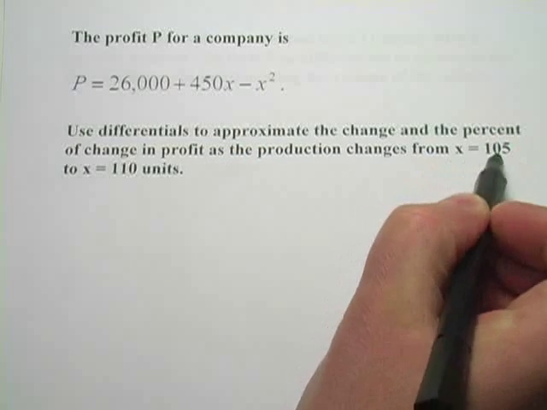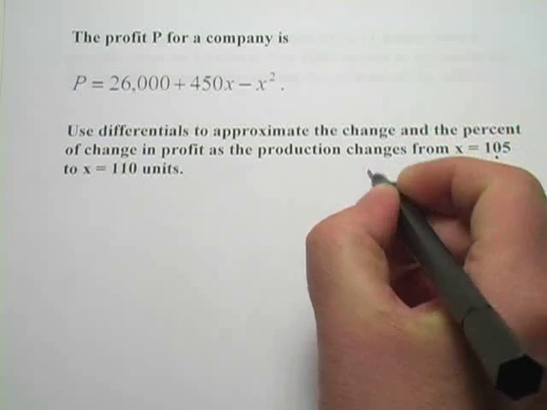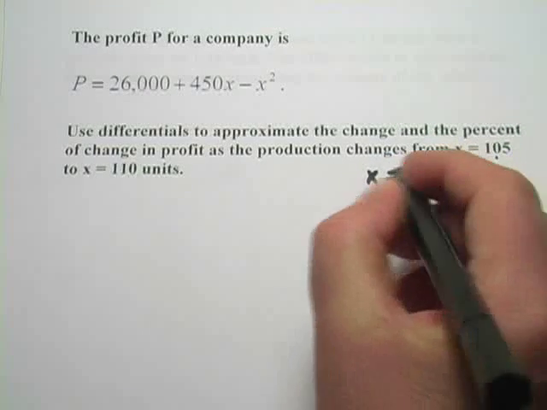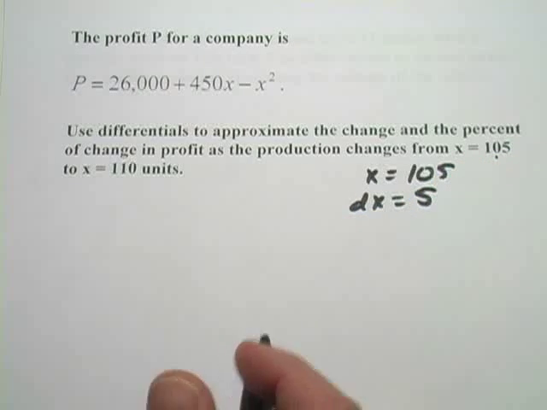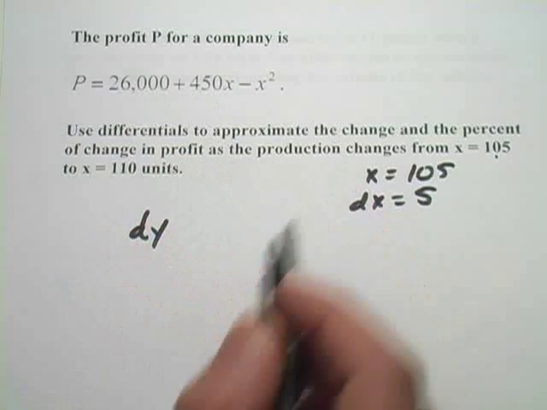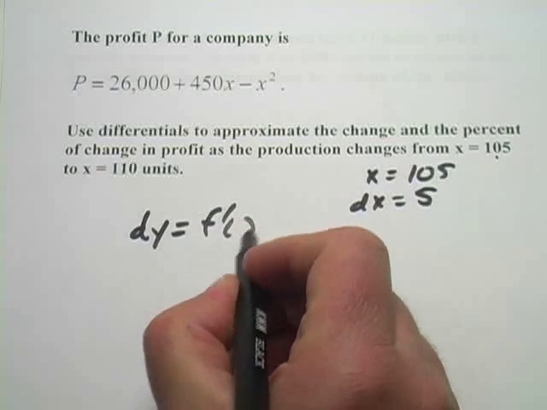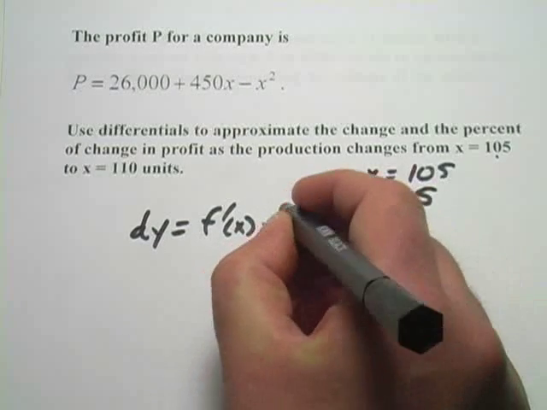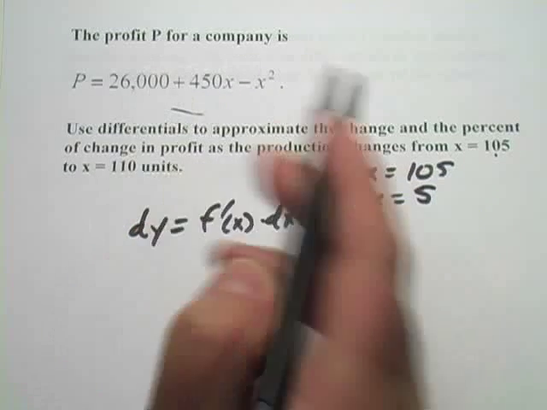The change from 105 to 110 represents the dx. So if x starts out as 105, our change in x, or our dx here, we're going to call 5. And to find dy, which is the change in the profit function, or a good approximation of it, we have the derivative of the function times dx. Well, taking the derivative of this function isn't too difficult. Let's do that right now.